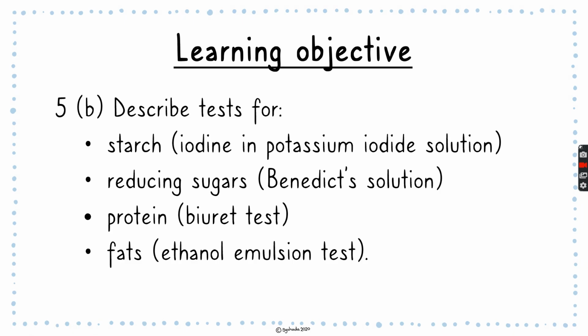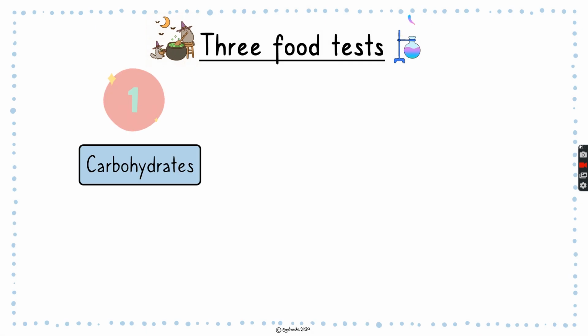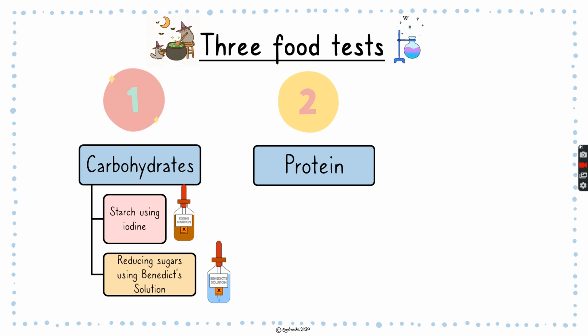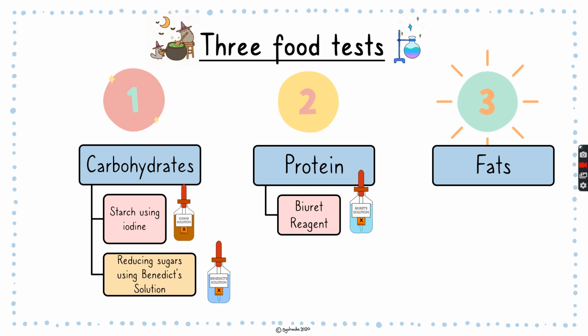We also covered this learning objective, which is to describe tests for starch, reducing sugars, protein, and fat. For carbohydrates, we have the polysaccharide, starch, and we use iodine solution for that. And for reducing sugars, we use Benedict's solution. Remember that reducing sugars do not include sucrose. For proteins, we use Biuret reagent, and for fats, we use the ethanol emulsion test.